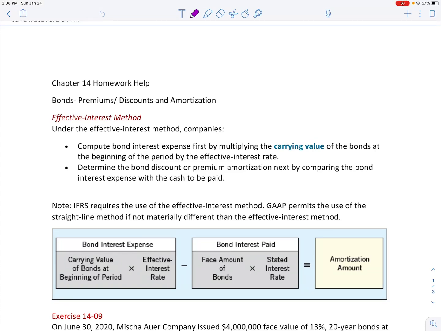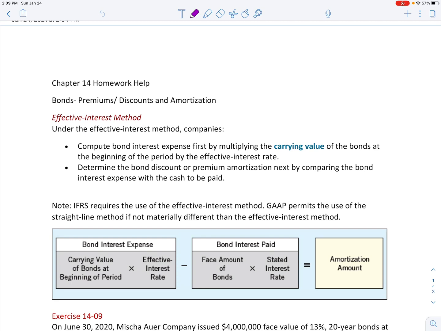In this video, I want to talk a little bit more about bonds, in particular, how we record premiums, discounts, and their amortization. This is a bit different from what you've probably learned in the past. In the past, we used a straight line method to amortize our premiums and discounts. This just took that total amortization divided by the total number of years, and then we just adjusted our interest expense accordingly.